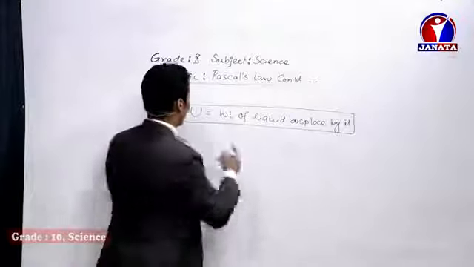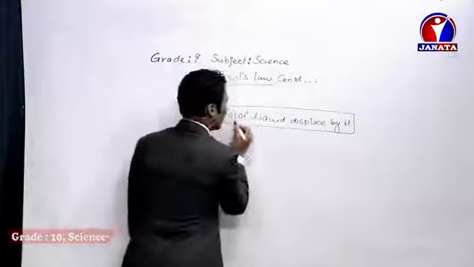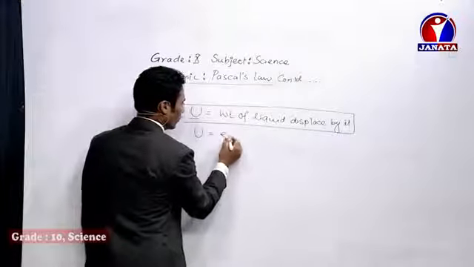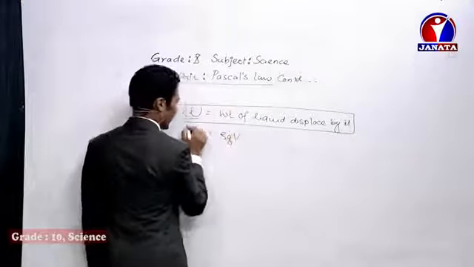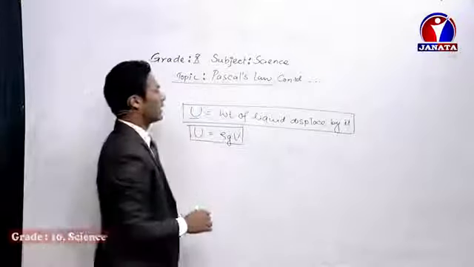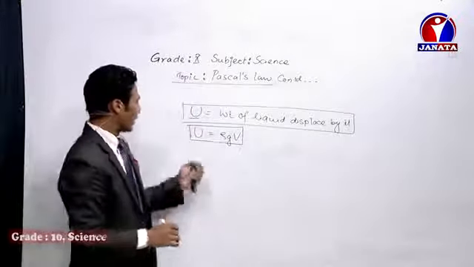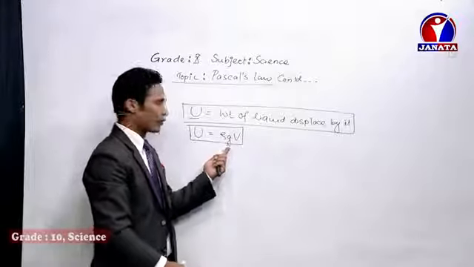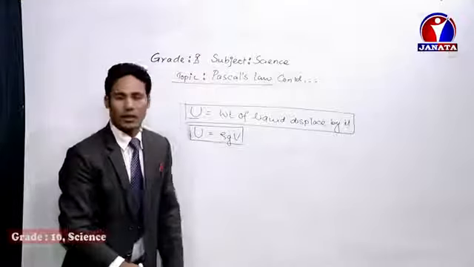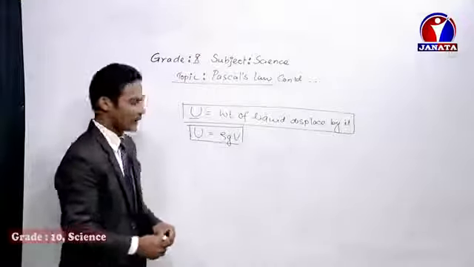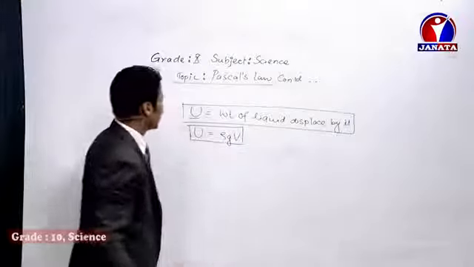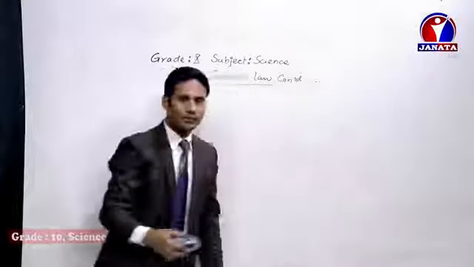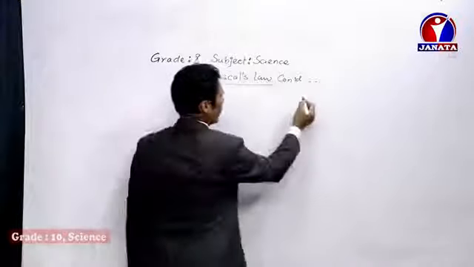So, in mathematical form we can write: upthrust equals weight of liquid displaced by it, and also we can write U equals rho g V. This is also a mathematical form of the Archimedes principle. This upthrust we can calculate with the help of the density, acceleration due to gravity, and the volume of the object. So, let us shortly derive the mathematical form of upthrust.